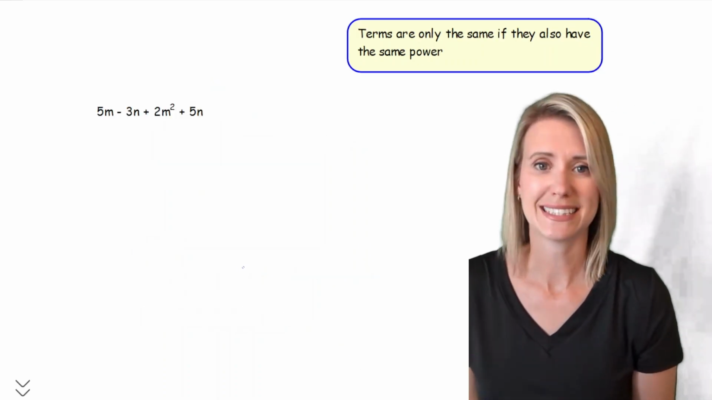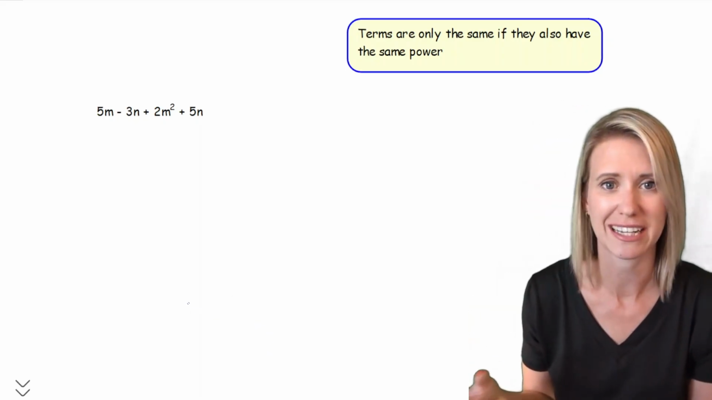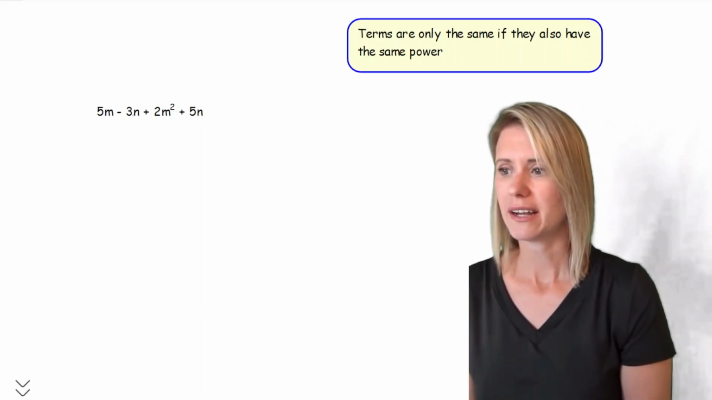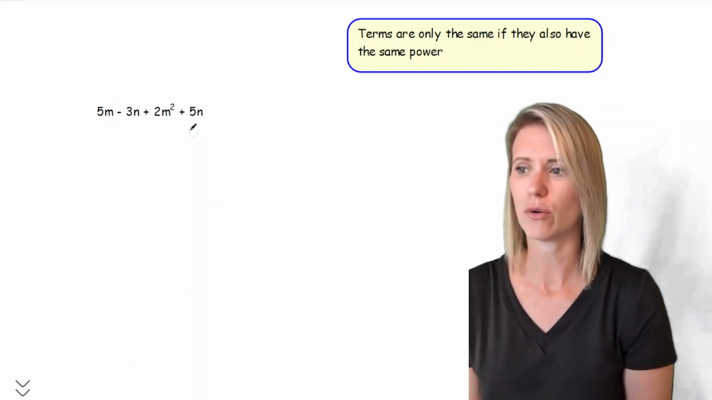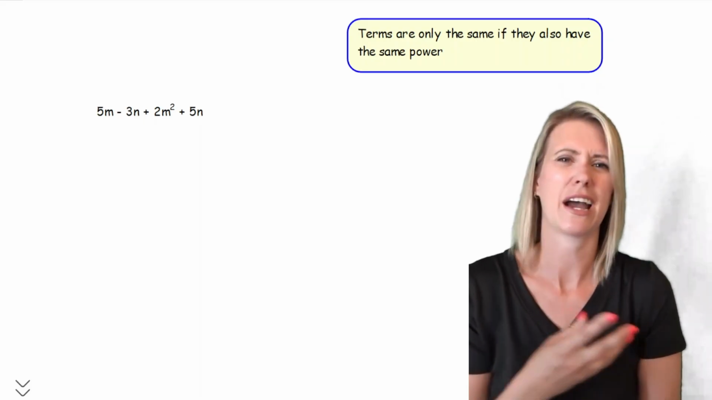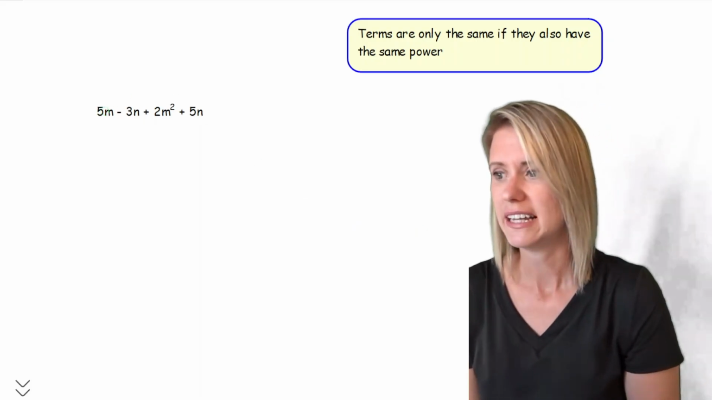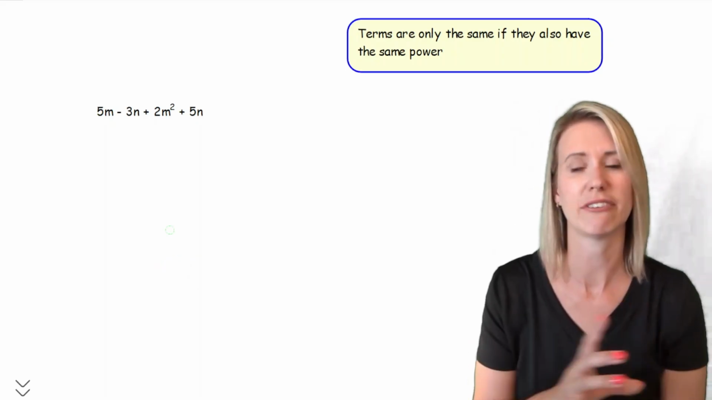Okay, so we can start to simplify an expression by collecting the same terms together, the like terms. Terms are only the same, however, if they have the same power. This is an exam style question here on simplifying algebra. Now here, the m and the m have the same letter. However, it also has to have the same power. Okay, so let's think about this now. What is going to join together? Can we join the m with the m? No, we can't. They are different terms.